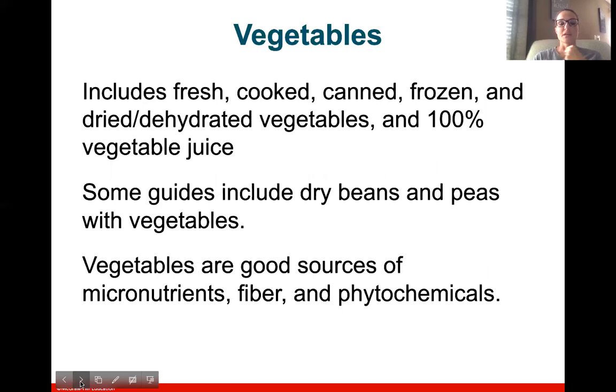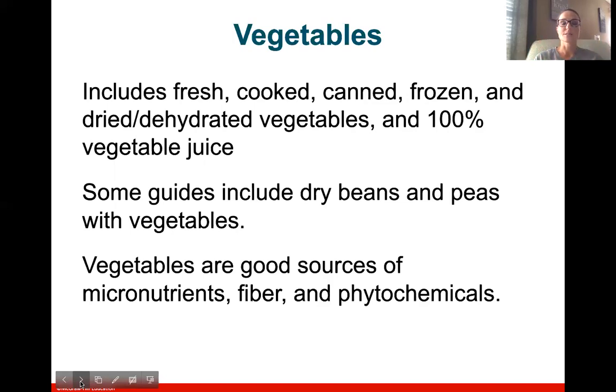Vegetables, this can be anything: fresh, cooked, canned, frozen, vegetable juices. They're good sources of fiber. They have lots of micronutrients, and they're also full of phytochemicals. So we kind of have 2 types of vegetables. We have starchy vegetables, which include like your peas, potatoes, beans, that type of thing. And then we have non-starchy vegetables, which include carrots, broccoli, lettuce, spinach, those type of things.